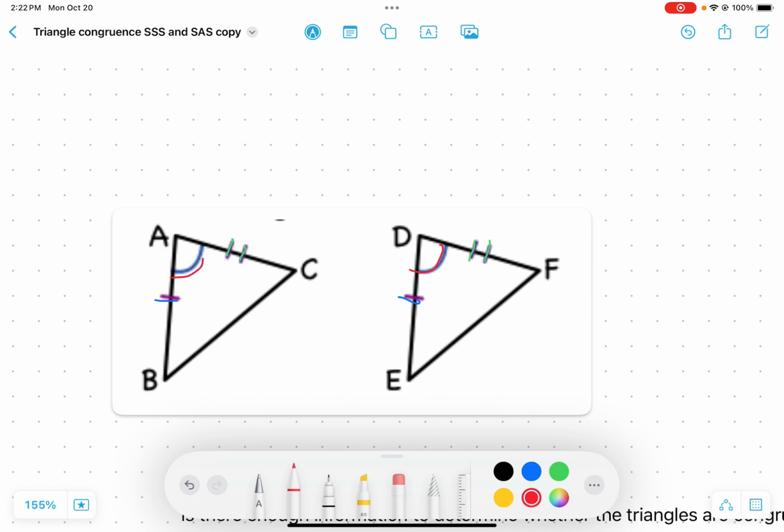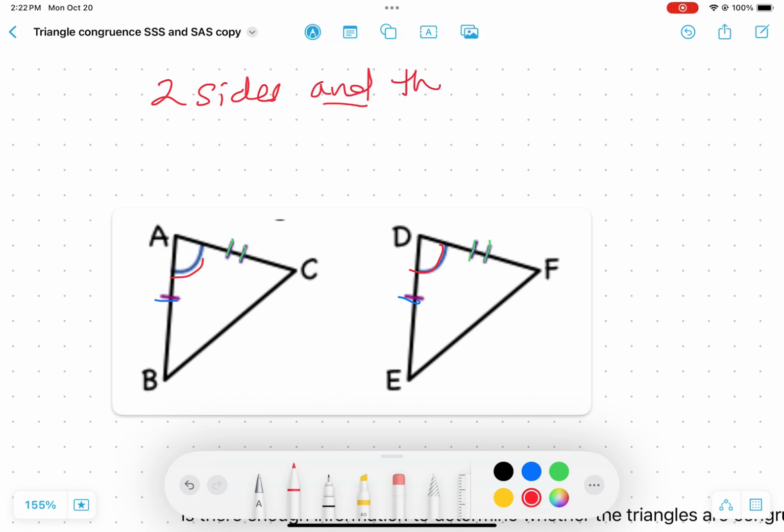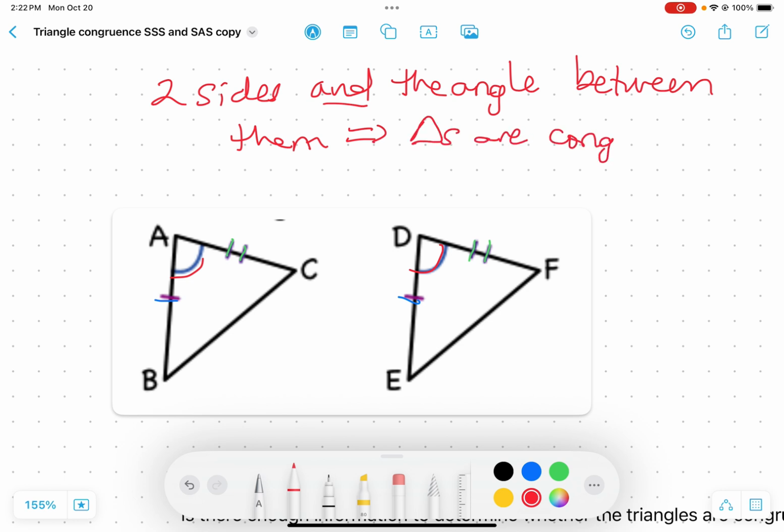And so the way we say that is if you have two sides, then the triangles are congruent. And so the way we write that is side, angle, side. So side, angle, side is enough. If you have the angle between two sides, then that makes congruent triangles.